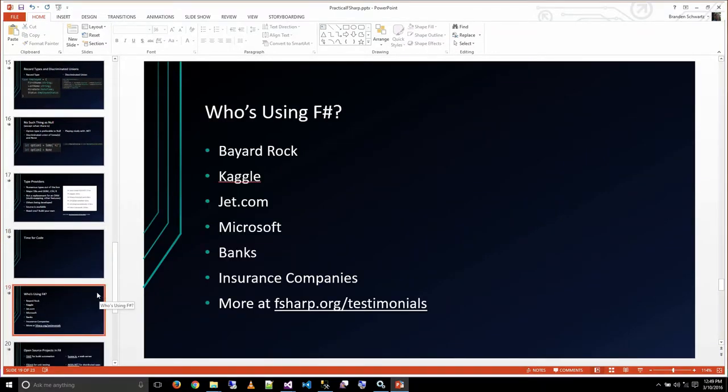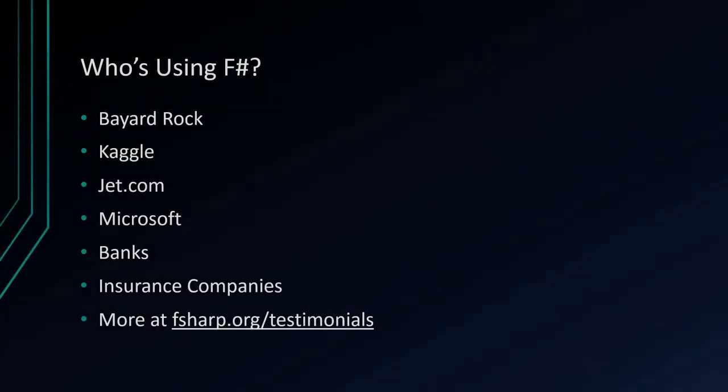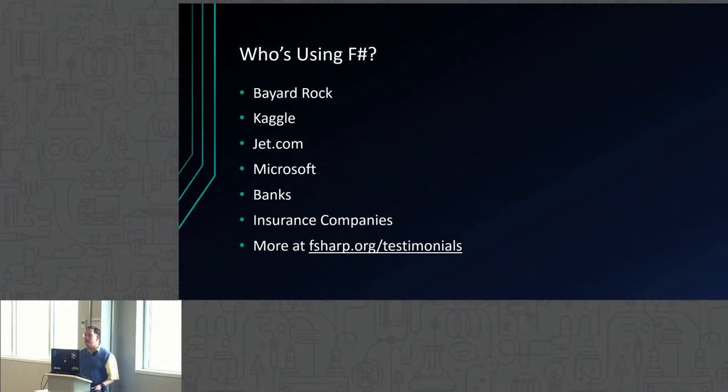So, moving on, seeing where F sharp fits into the world, who's using it. Is it just one of these little niche things that nobody's programming in? If you've heard of Bayard Rock or Kaggle or Jet, Microsoft, if anyone plays Halo or is aware of the Xbox world, somebody at Microsoft did a really interesting conversation about how they built the leaderboards in Halo using F sharp. And that goes back again to what Paul was asking about, a good use case, very math intensive, a lot of variables.